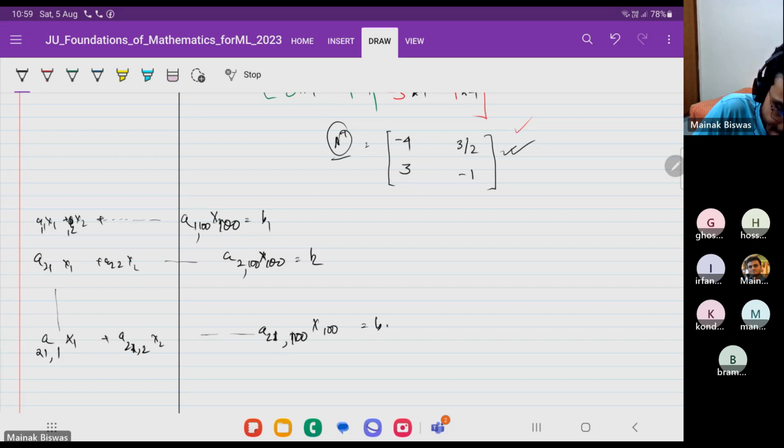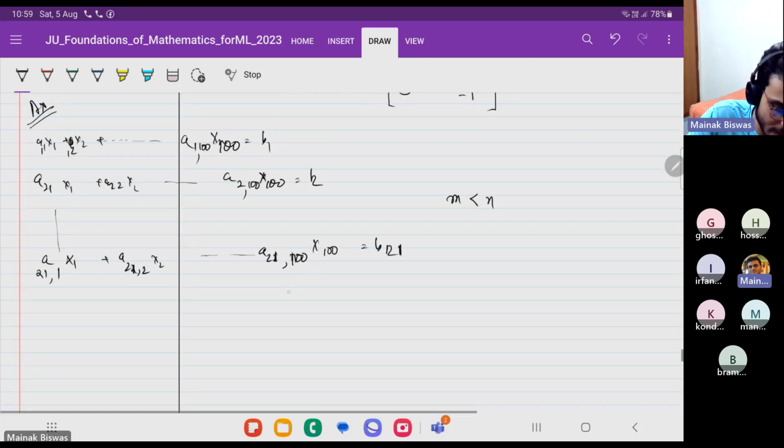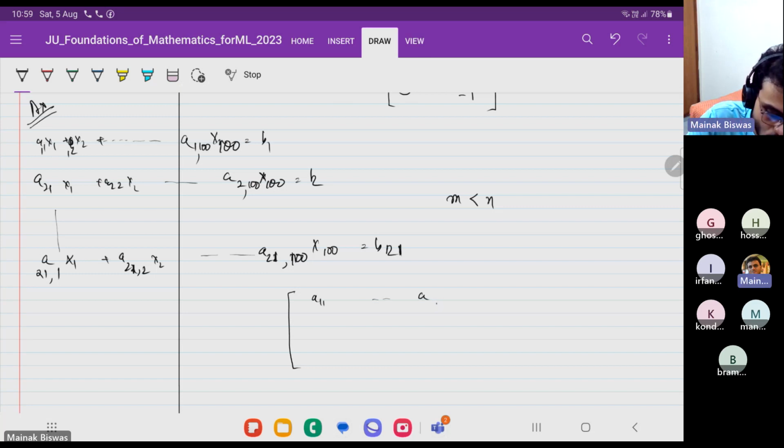X 100, right? So how many equations do you have here? You have to give me the complete picture where m is less than n. Your homework I'll tell you after this. Say here, do you agree m is less than n? So your matrix will be something like this: A11 till A1n, and AM1 till AMN, right? Where m is less than n.